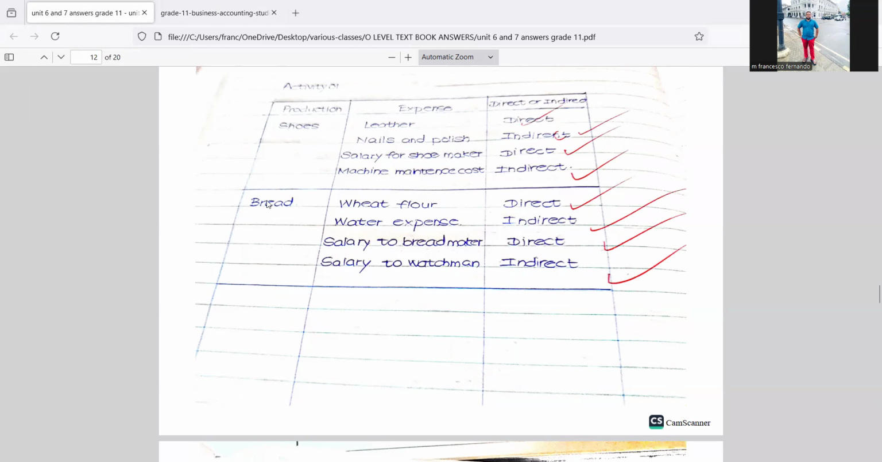Therefore, that is indirect. Similarly, for a bread making business, wheat flour is direct, but water expense, we cannot tell how much water is needed to make a bread. That is indirect. Salary to the baker or bread maker is direct because we can tell the unit cost for a bread for the salary to the bread maker. But salary to the watchman or the security guard, the security guard is looking after the whole bakery. We cannot tell for a bread what amount is paid for the security. We pay for the security for looking after the whole bakery. So that is an indirect cost.